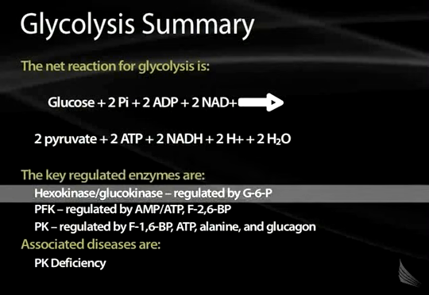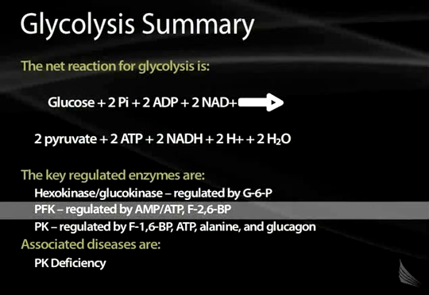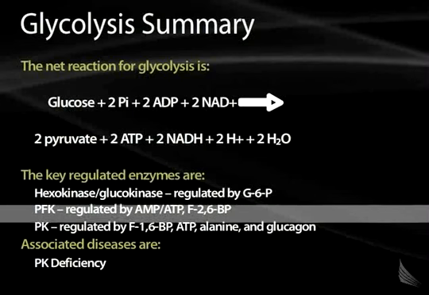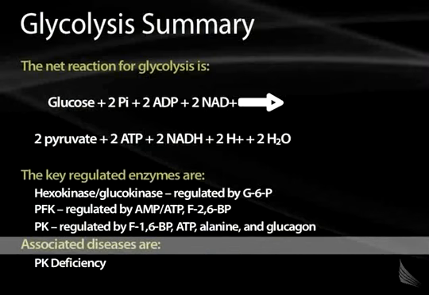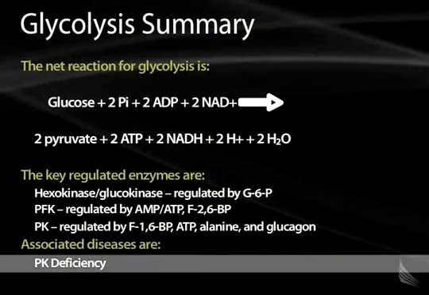The key regulated steps in glycolysis, and the only 3 enzymes that you really need to memorize, are hexokinase and glucokinase, which are regulated by glucose 6-phosphate, phosphofructokinase, which is regulated by AMP and ATP, regulated by the energy balance in the cell, and also the key regulator fructose 2,6-bisphosphate, the production of which is regulated by insulin and glucagon. The last regulated enzyme is pyruvate kinase. This is regulated by fructose 1,6-bisphosphate, ATP, alanine, and glucagon, as we described. Diseases associated with glycolysis that we described are pyruvate kinase deficiency.